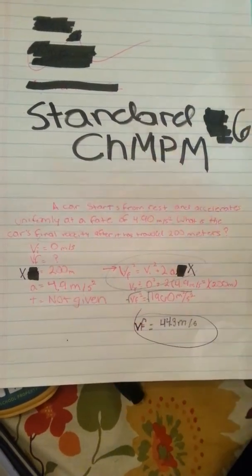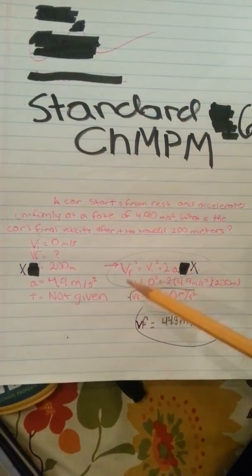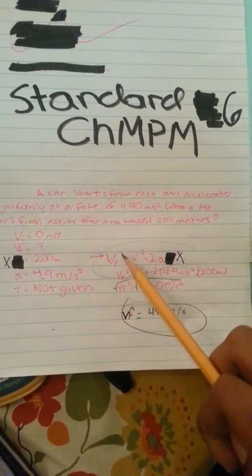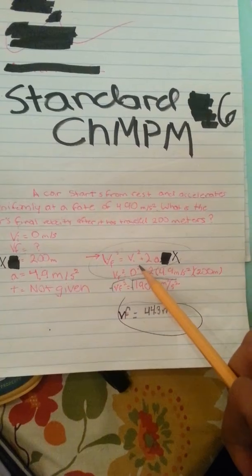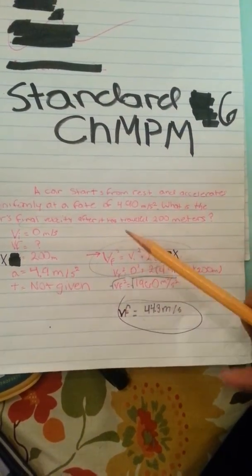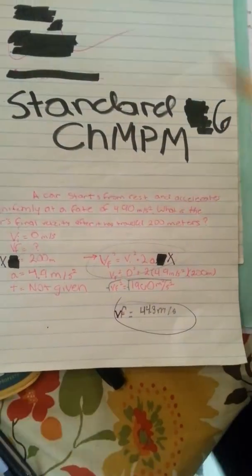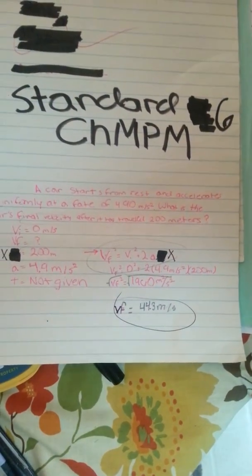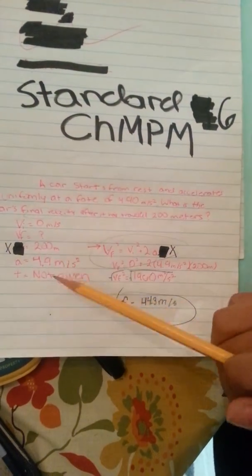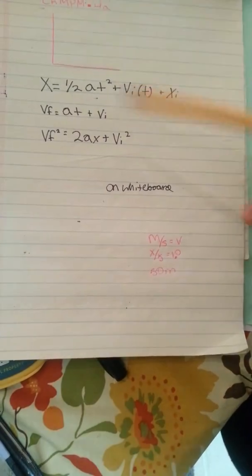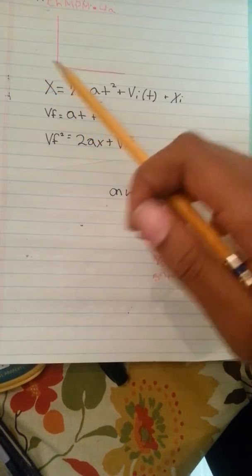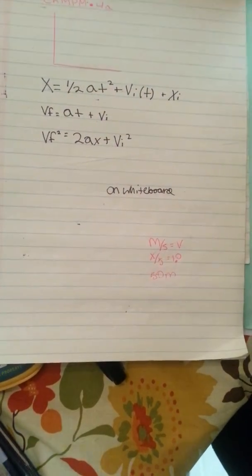We're not given time. We can utilize the kinematic equation final velocity squared equals initial velocity squared plus 2 times acceleration times position. I've chosen this equation because kinematic equations involve 4 variables. To solve, we must have at least 3 of these variables. Since we don't have time, I can't use the top equation or the middle equation.